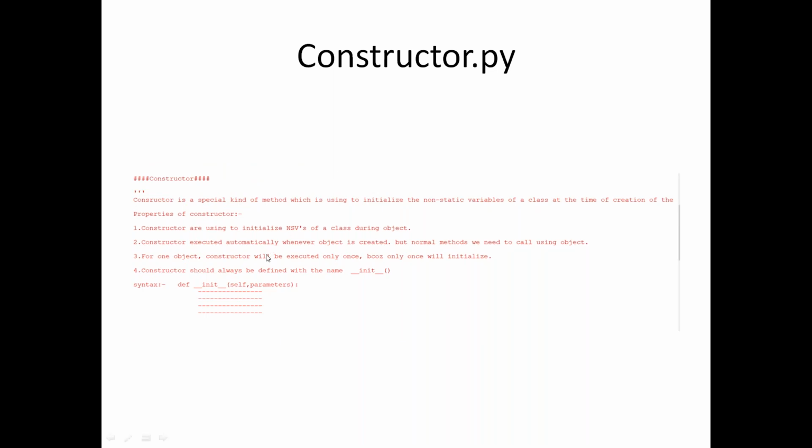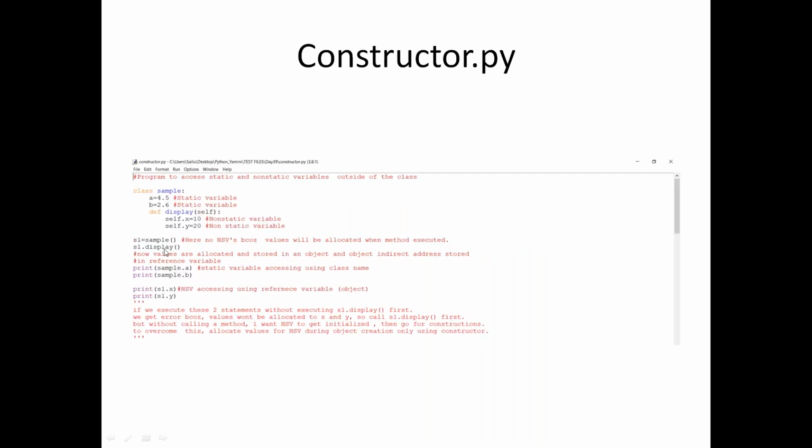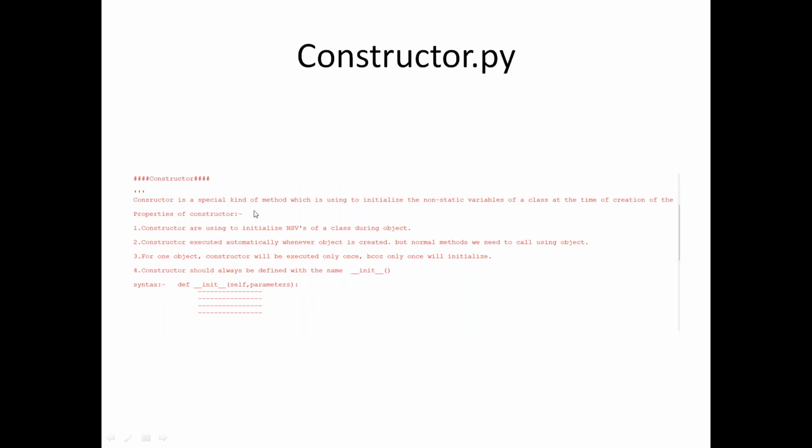Now, what happened here is, every time I need to give the initialization of display, then only can I access X and Y values. If I'm not giving the display line, the system shows an error. To overcome this situation, and to access the NSVs without giving the line of display, I have an option called constructor.